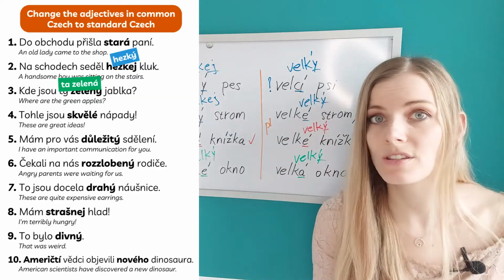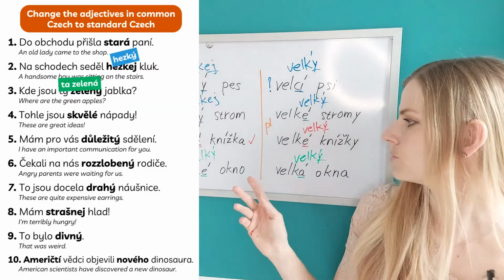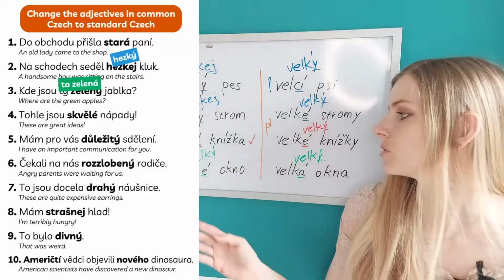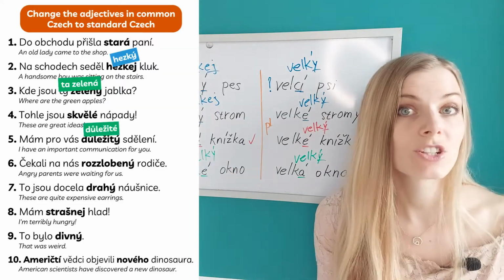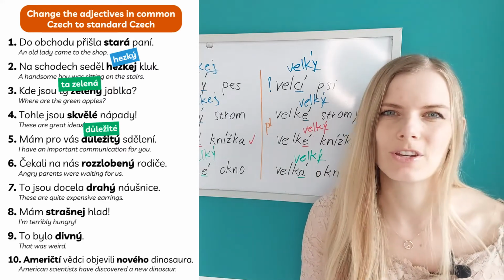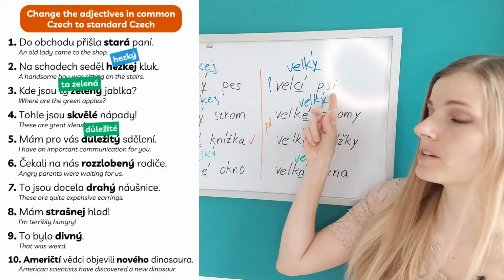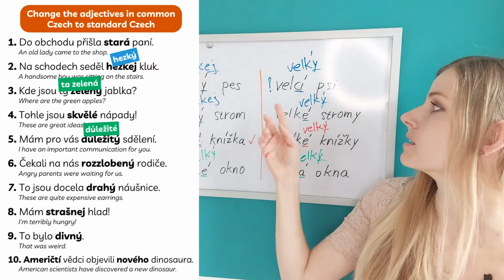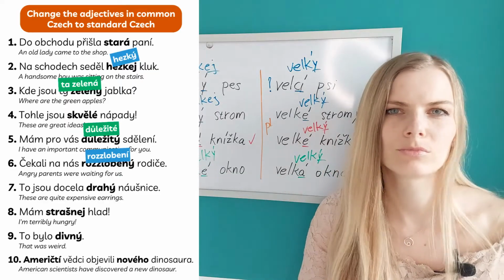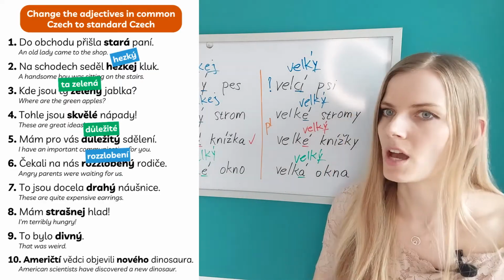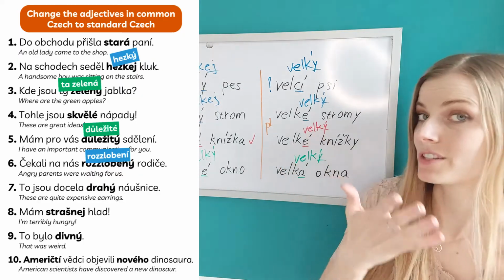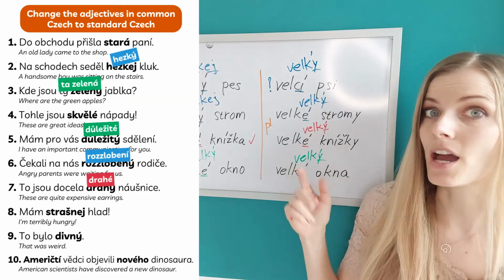Číslo 5. Mám pro vás důležitý sdělení. Sdělení is Neuter, so it is common Czech, důležitý. And the proper form would be důležité sdělení. Číslo 6. Čekali na nás rozlobený rodiče. Rodiče is masculine animate. The standard Czech would be rozlobení rodiče. Číslo 7. To jsou docela drahý náušnice. Náušnice, feminine, drahý náušnice. The standard Czech is drahé náušnice.